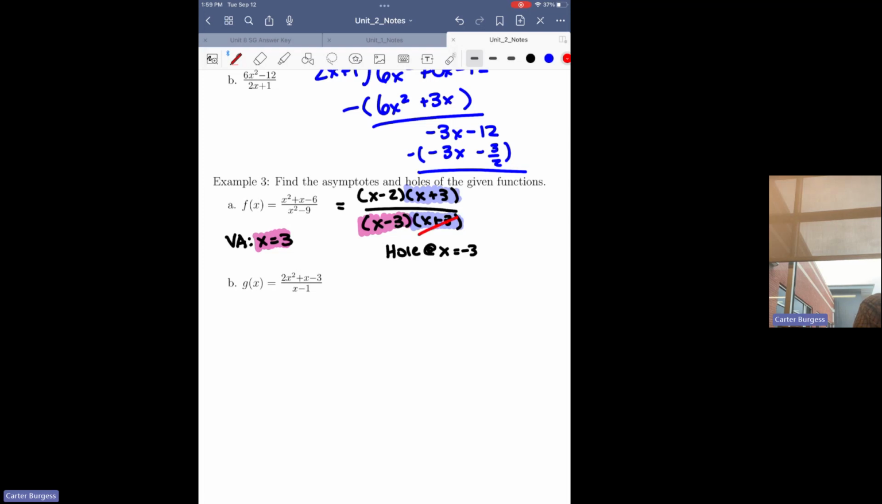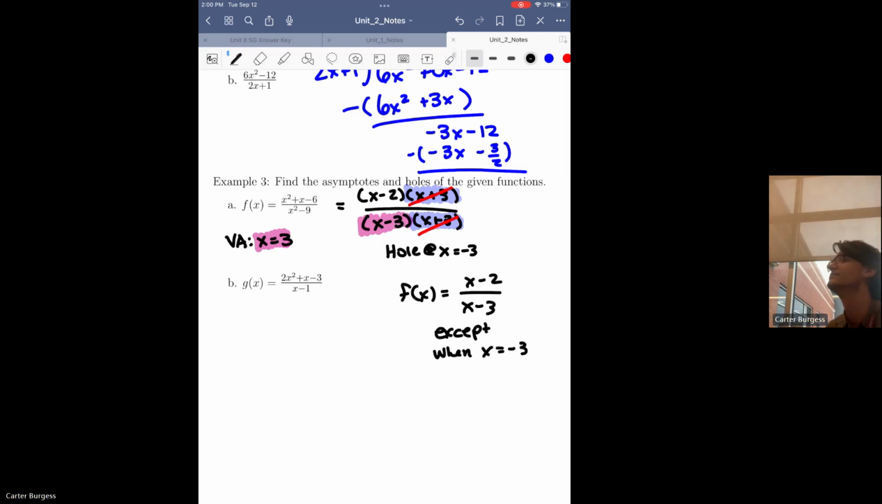They're going to cancel everywhere except for -3. And so what our function looks like is this: f of x really is (x minus 2) over (x minus 3), except when x is equal to -3. They cancel everywhere except that one value of x.